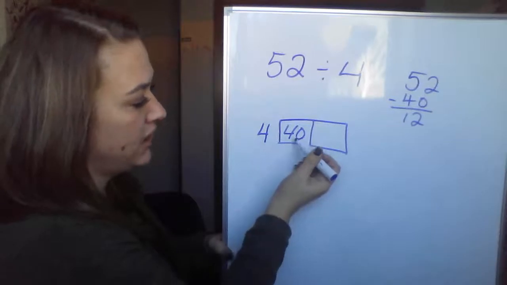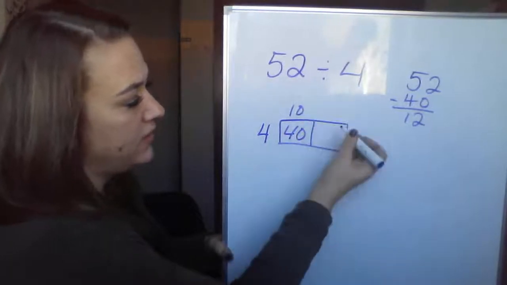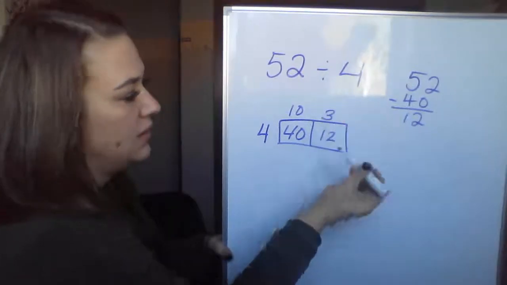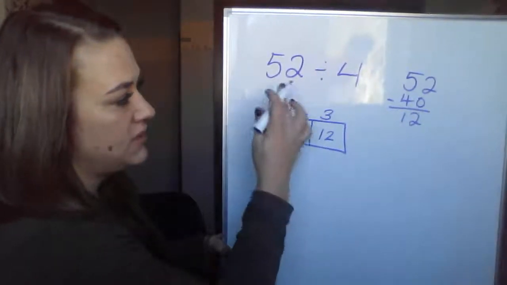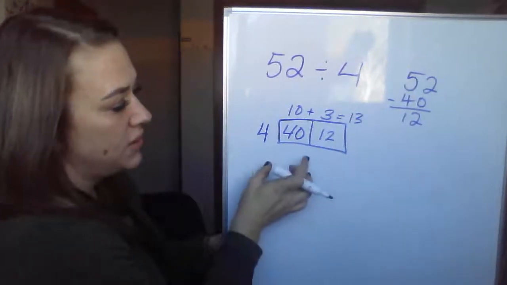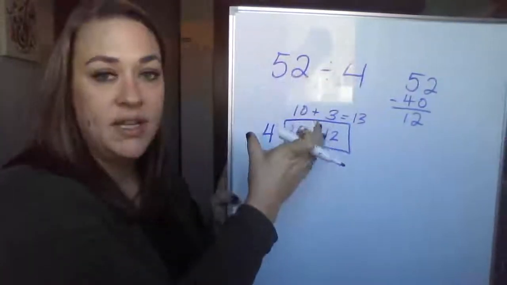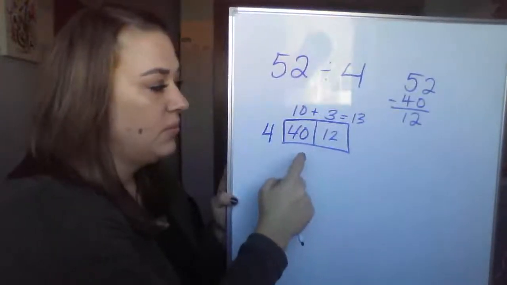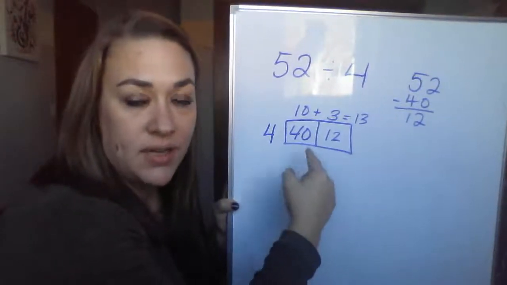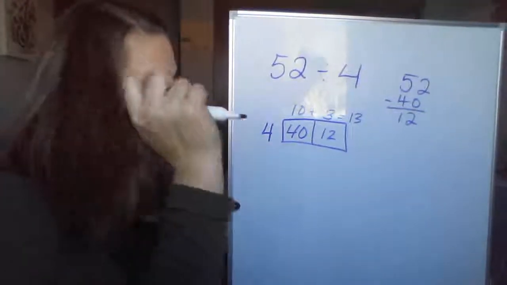So 4 times 10 gives us 40. If I had 12 left over, 4 times 3 is equal to 12. So 52 divided by 4 is equal to 13. So really, just like when we do partial products multiplication and we're breaking the number apart to make it easily divisible. So if we have tens or our smaller double digits, we are able to think of that much easier than looking at this as 52 divided by 4.